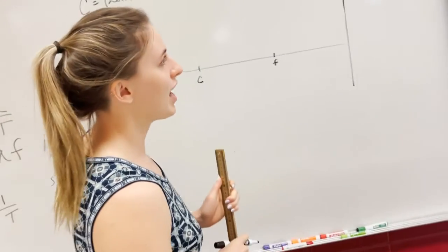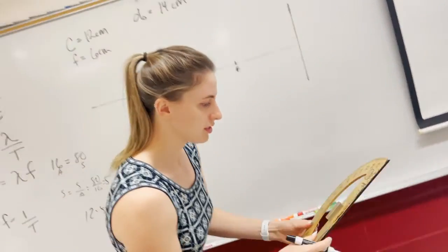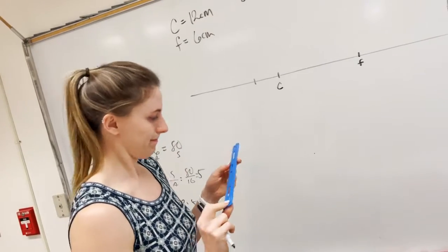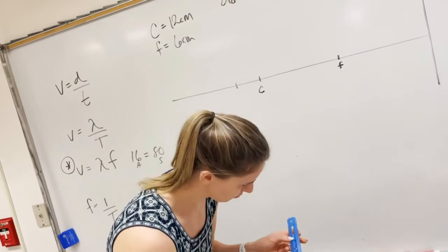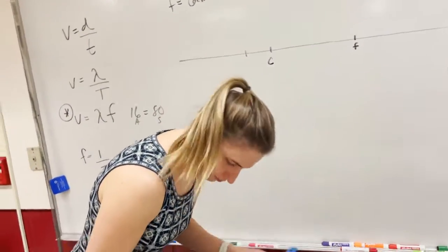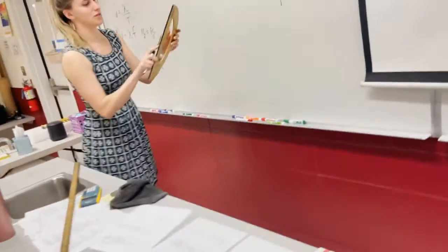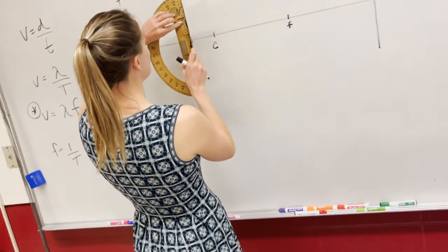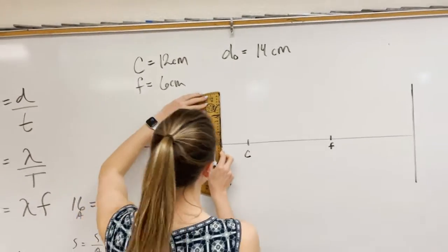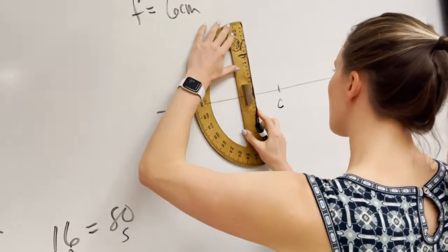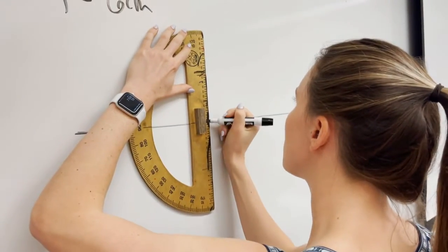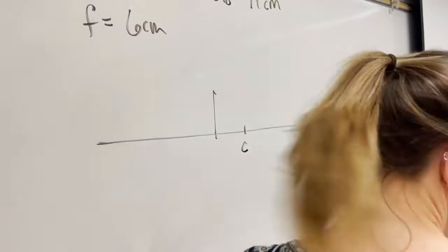So the distance of the object is that, and it's 2 centimeters tall. You want the arrow to represent your object. You want to draw the tail of the arrow on the principal axis, and measure 2 centimeters on your protractor. Draw an arrowhead on both sides.